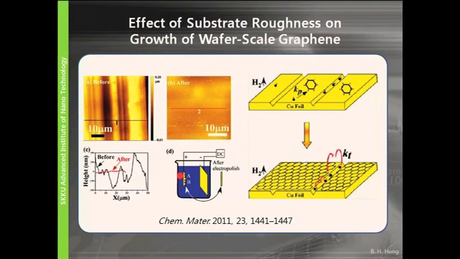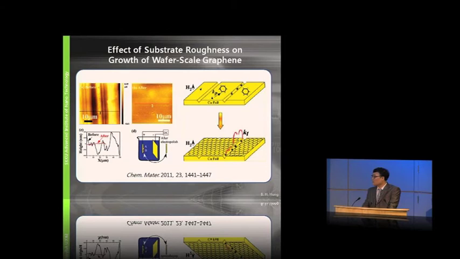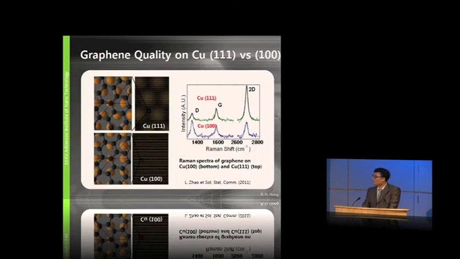And then they found that the color is much better than that of this rough copper surface. So now we are trying to polish the copper foil with this electropolishing method or mechanical polishing method, and then we get enhanced sheet resistance, so this substrate roughness is extremely important.